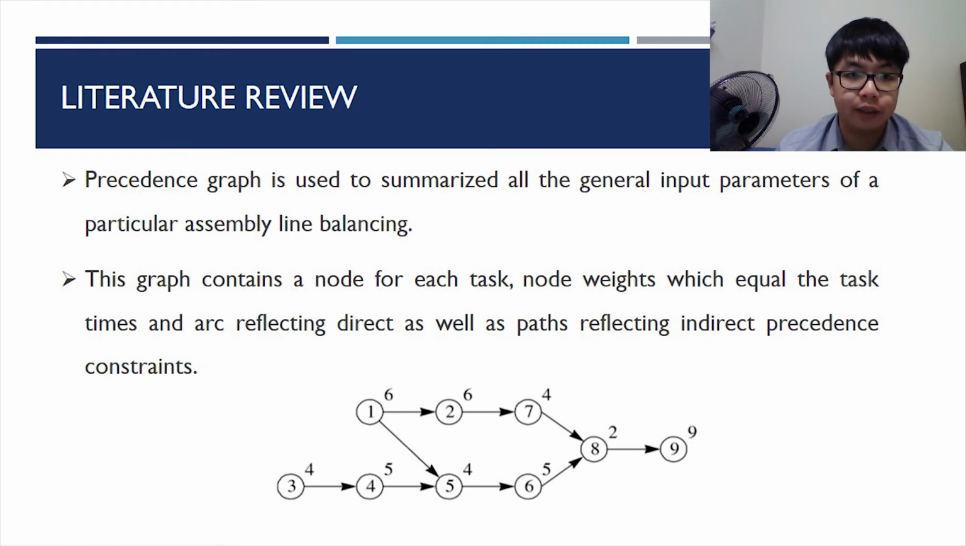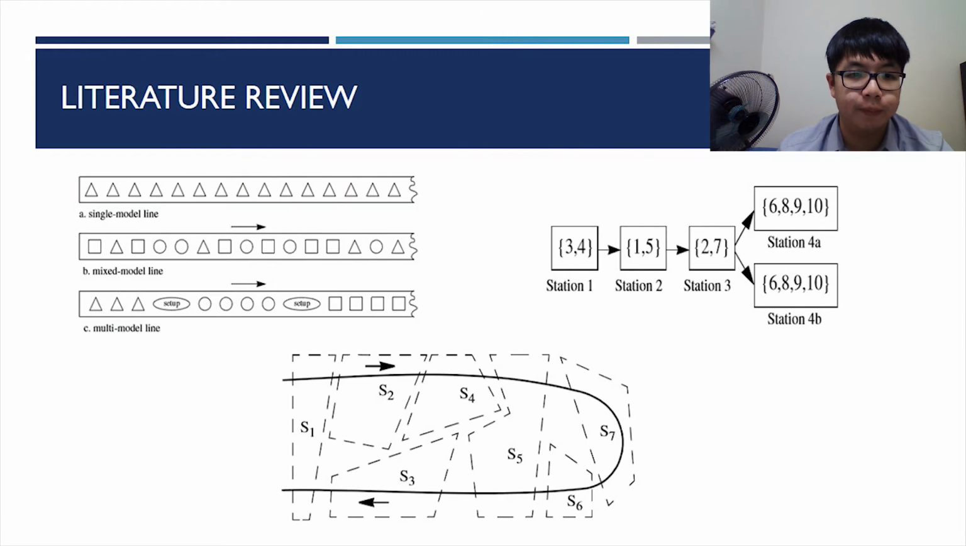Based on the study of Becker, they review a few kinds of assembly line problems, for example single model line, mixed model line, multi-model line, parallel stations, and U-shaped.